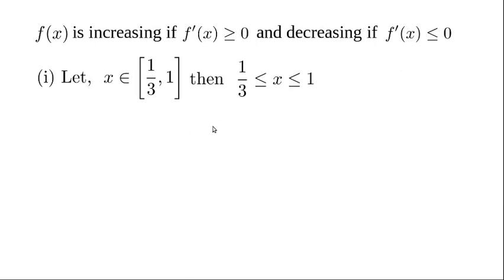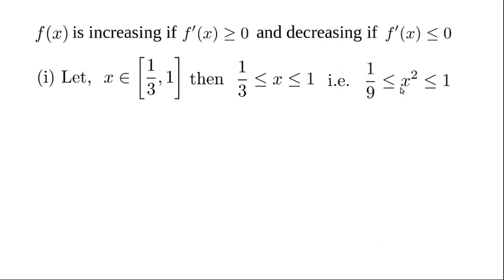So this means 1/3 ≤ x < 1. That means x lies in between 1/3 and 1. That is, squaring throughout, we get 1/9 ≤ x² ≤ 1. See, observe the stages very carefully.